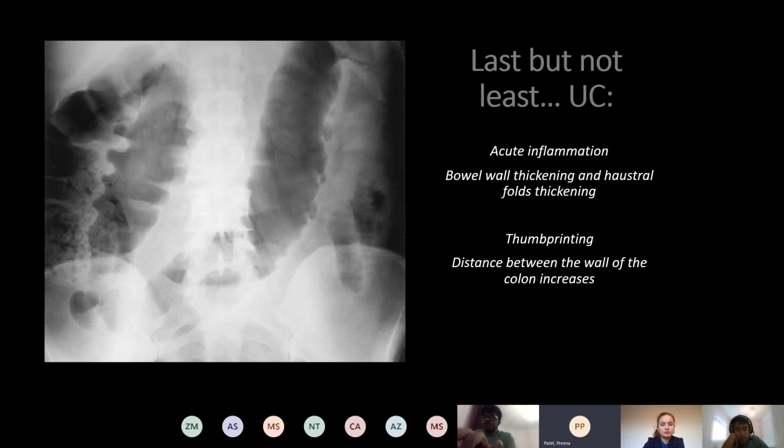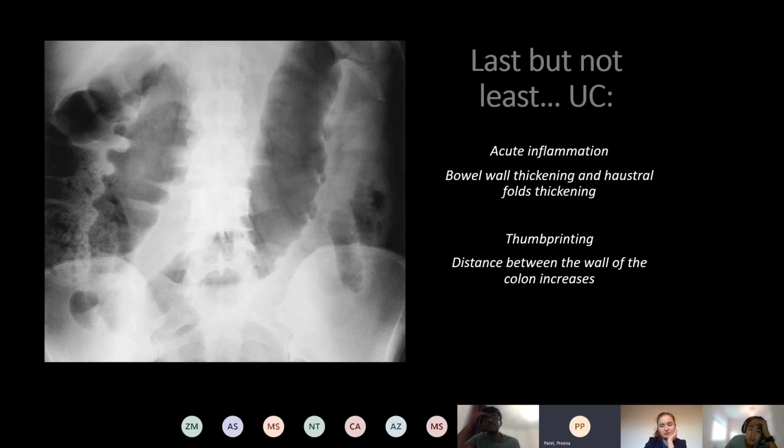Okay, so this is my last slide. I didn't want to overwhelm you guys, but the only other big thing that I could remember you might want to know about abdo x-rays is that in ulcerative colitis, if someone has an acute flare, and for some reason they get an abdo x-ray, what you can see is this really pathognomonic sign of thumb printing. I really wish you could see my pointer.